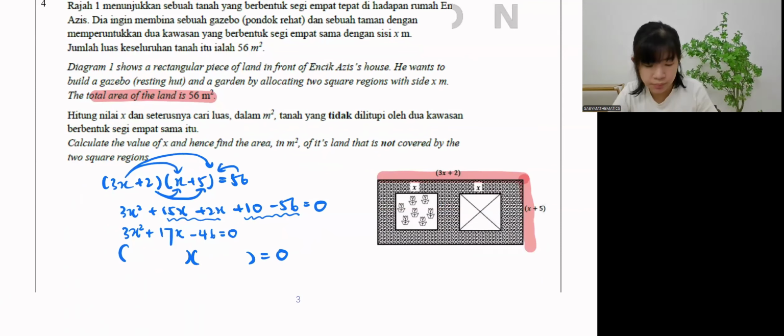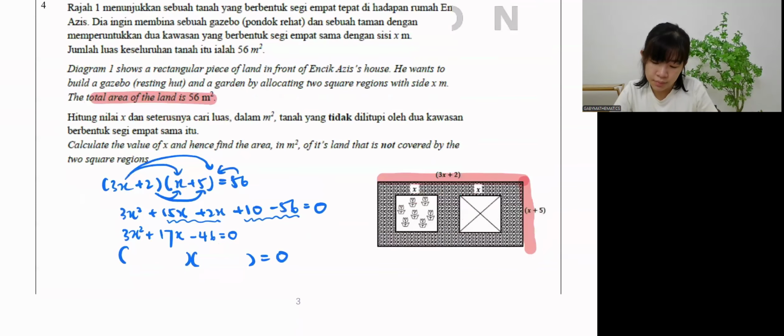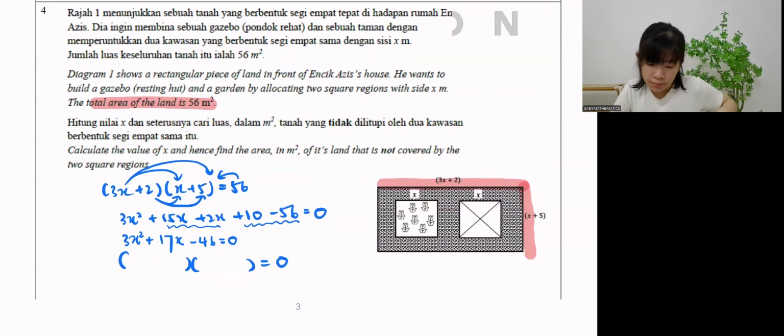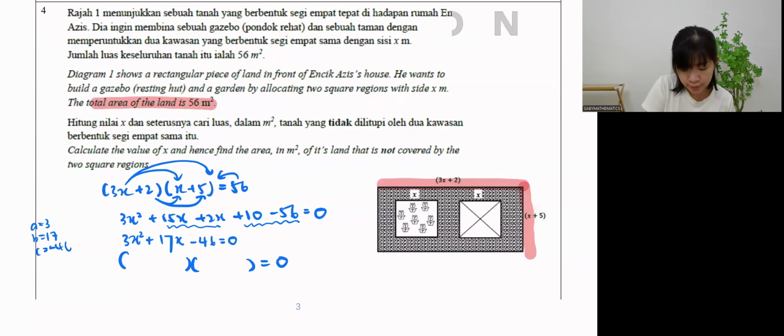What is the x1, x2? So a is 3, b is 17, c is negative 46. You get x is 2. You get decimal, right? Make sure you change to improper fraction. Press Shift ABC. So x equals negative 23 over 3. Cannot write decimal. You cannot write mixed number. It has to be fraction.